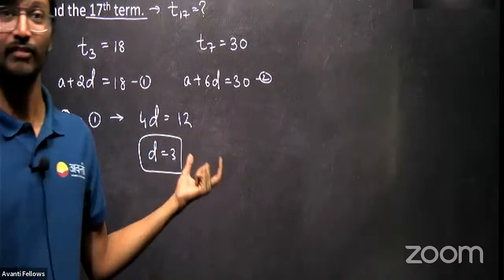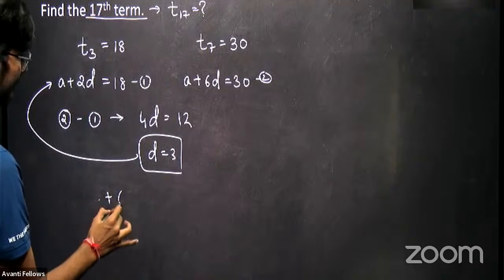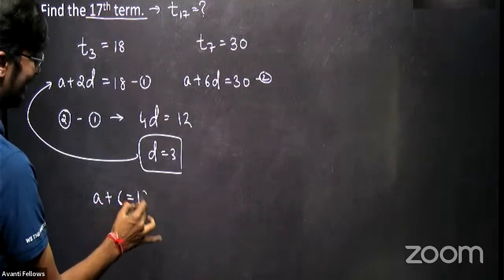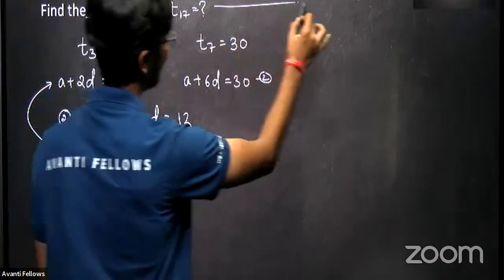And if D equals 3, then substitute D equals 3 in equation 1. I'll get A plus 6 is equal to 18. That means A is equal to 12. Simple. Let's find T17 here.